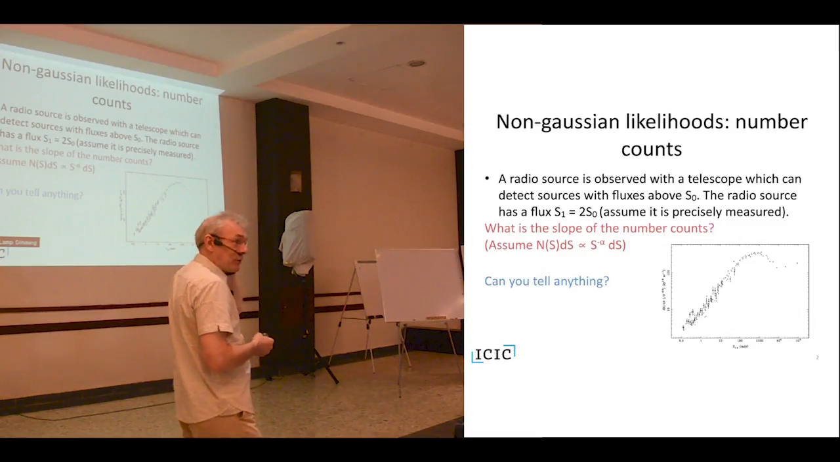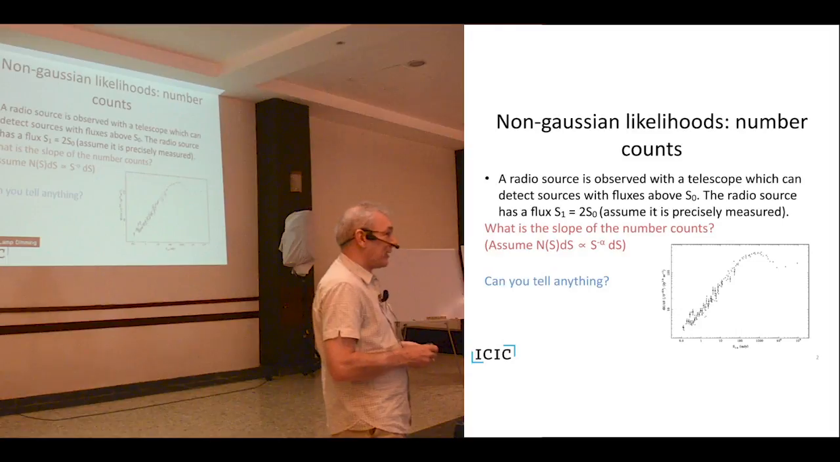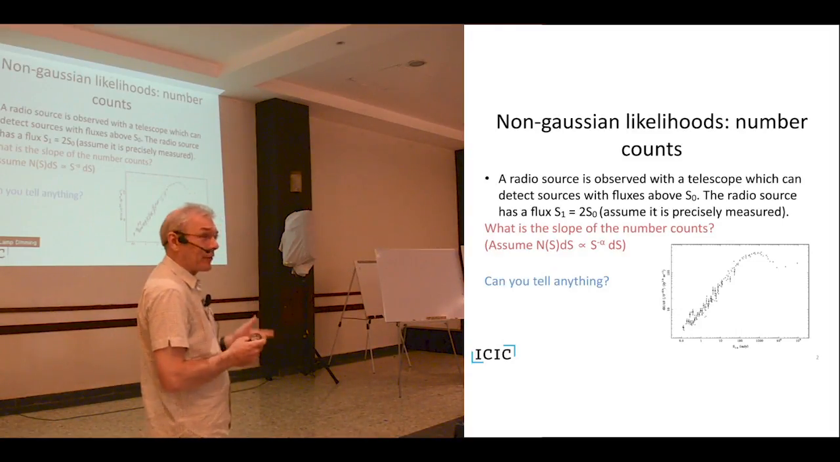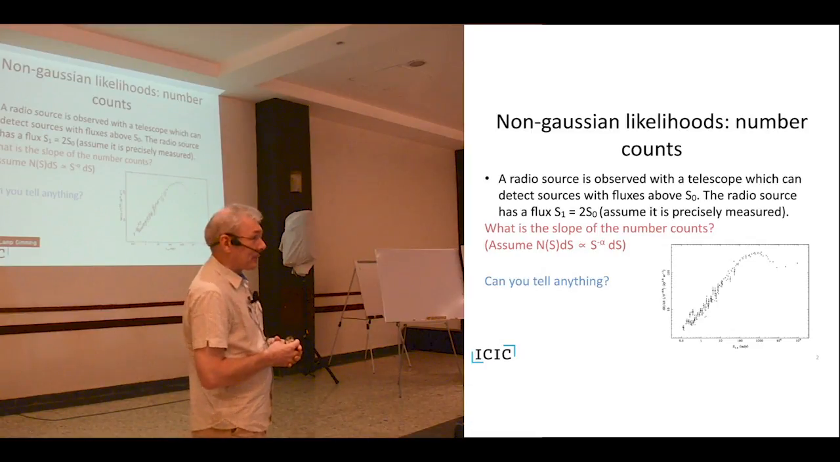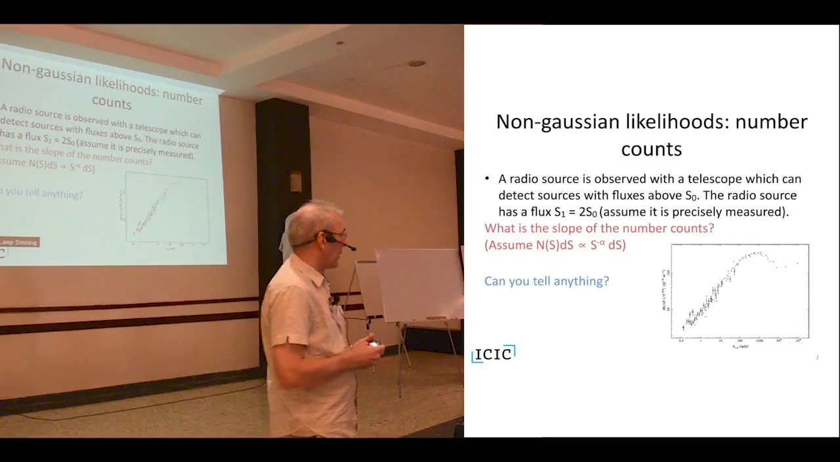So the problem that I set you was to try to work out the slope of the number counts of a population, given only one source. Can you work out the slope? Did anybody have a go at this problem? I guess probably not, but let's go through it now.